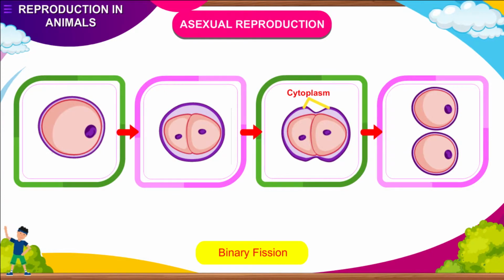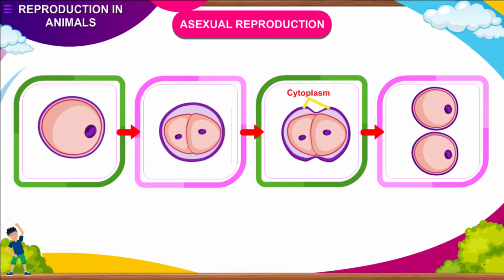Binary fission. When one mature unicellular organism splits into two individuals, the process is called binary fission. The parent nucleus divides into two nuclei. The cytoplasm divides into two parts, each containing a nucleus. A constriction develops in the body which deepens to form two new individual bodies.